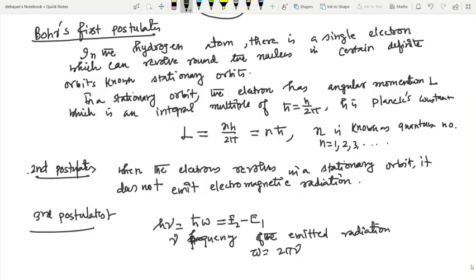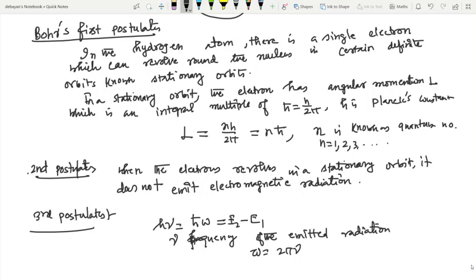So the above postulates that Bohr made are a direct contradiction to the laws of classical mechanics and to Maxwell's electromagnetic theory. According to Kepler's law in classical mechanics, all orbits are permissible for the electrons revolving around the nucleus, just like in the case of planets revolving in orbit around the sun.